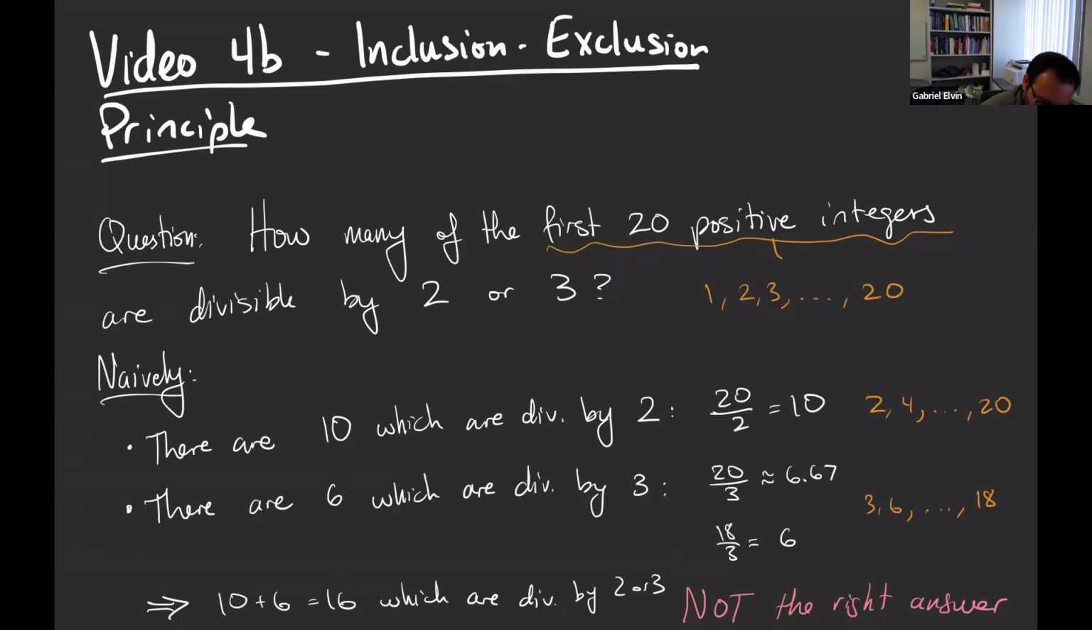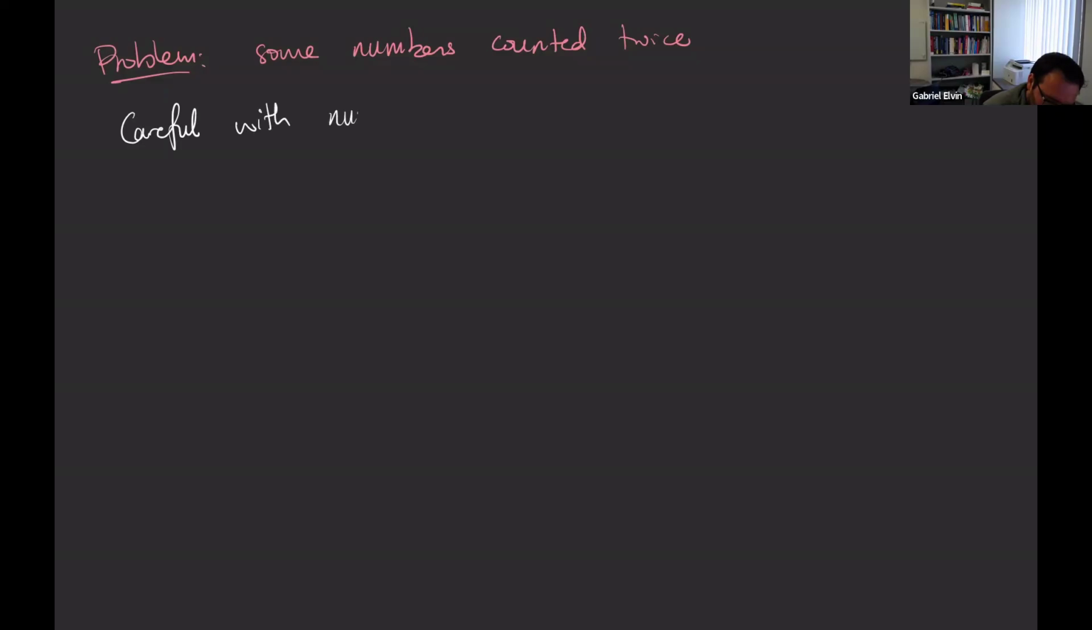Okay. So the problem is that some numbers were counted twice. Namely, the numbers that are divisible by both. So that would be 6, 12, and 18.